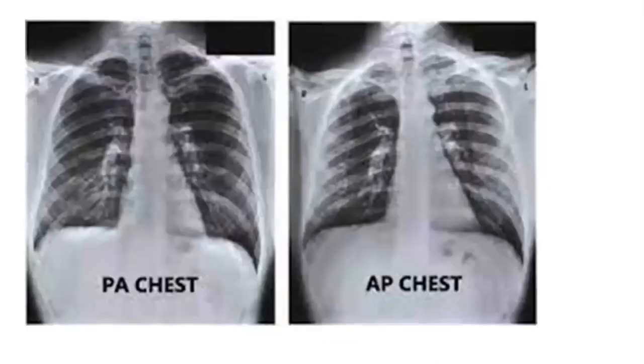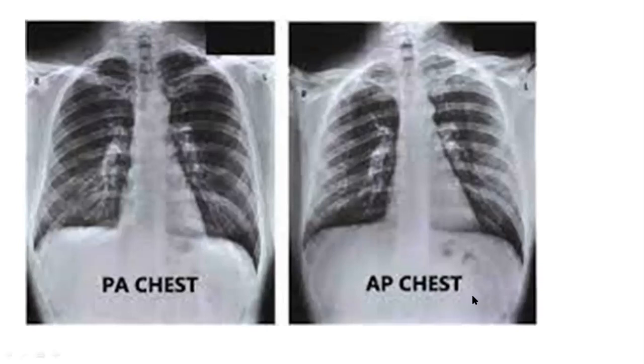These two views are mentioned here. The left one is the posterior anterior chest view, because the X-ray tube was behind the patient. The patient was in standing position and the X-ray plate was in front of the patient. So the rays were coming from the posterior aspect and the plate was on the anterior aspect, and this is called the posterior anterior view.